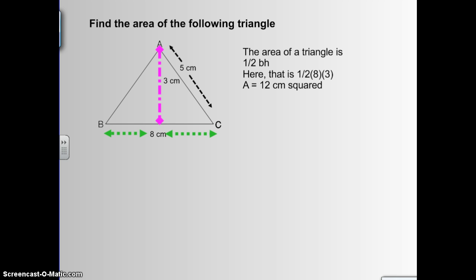So we're going to take that equation and insert the numbers that you're given in the problem. So here, the area is going to be 1/2 the base, which is 8 centimeters, times the height, which is 3 centimeters. So your area is going to be 12 centimeters squared. Area is always squared, remember, because it's unit times unit. That's how you get squared. So make sure you always get your units correct here. In this case, it's centimeters, so the area is centimeters squared.